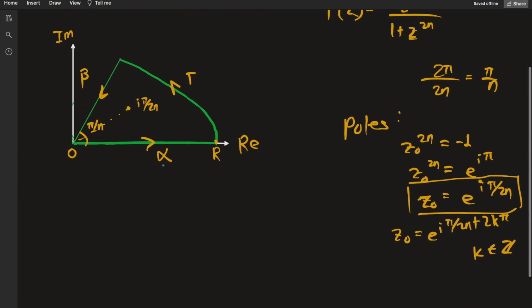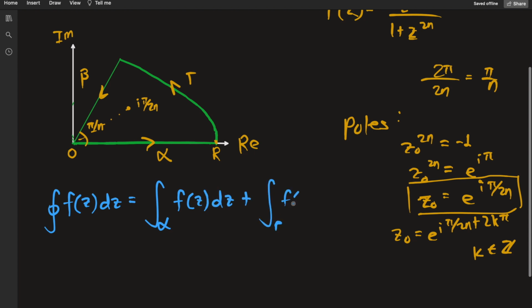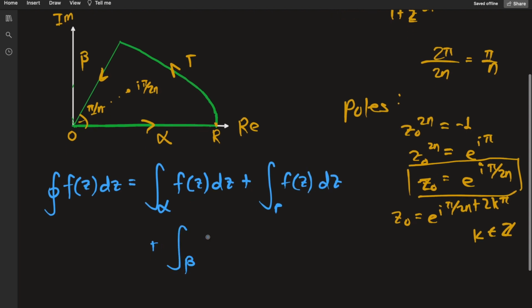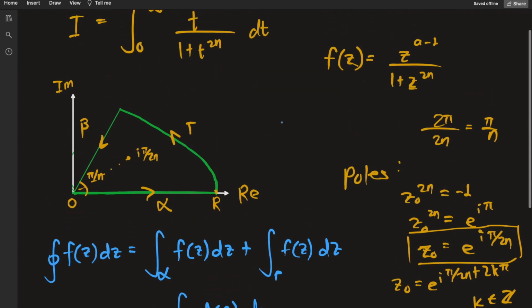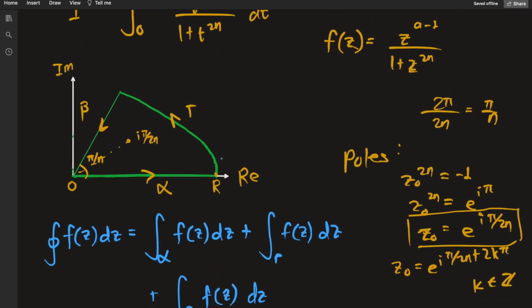Now moving on to our loop equation. So the contour integral of f of z dz, where the contour is defined above, is going to be the integral on path alpha of f of z dz plus the integral on path gamma of f of z dz plus the integral on path beta of f of z dz. Now on alpha, z is going to just equal x because there is no imaginary component to it.